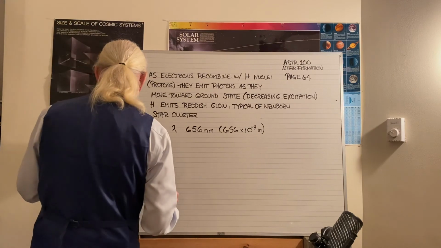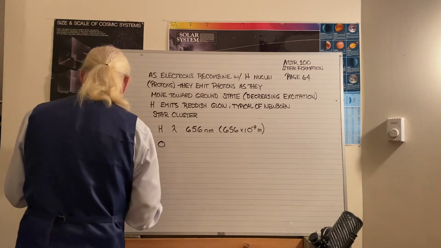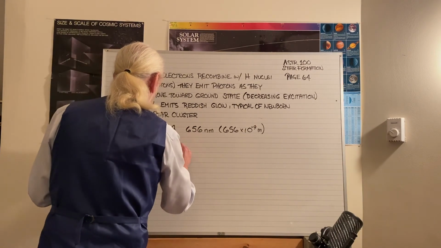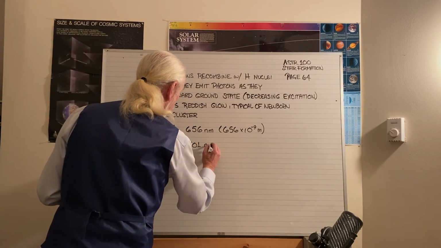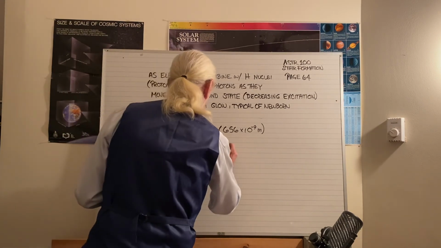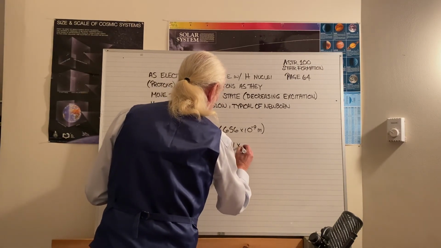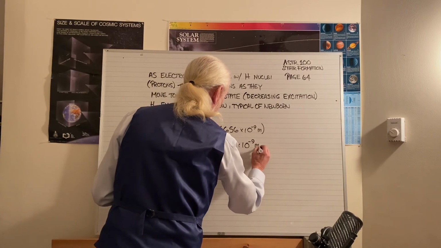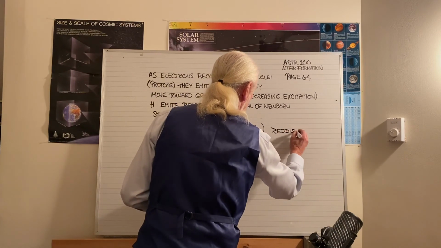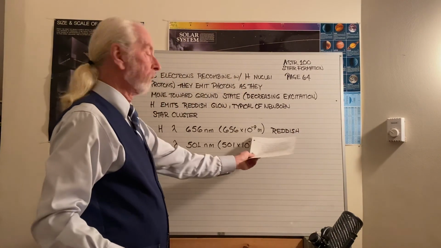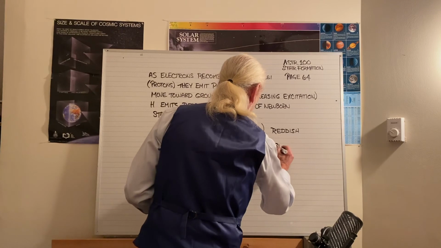Oxygen emits a greenish glow. Oxygen wavelength would be somewhere around 501 nanometers. Okay, so at that wavelength, to our human eyes, that's going to look reddish, and at this wavelength, it's going to look greenish.